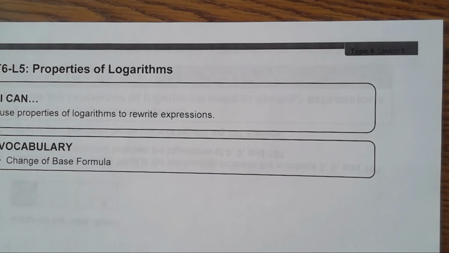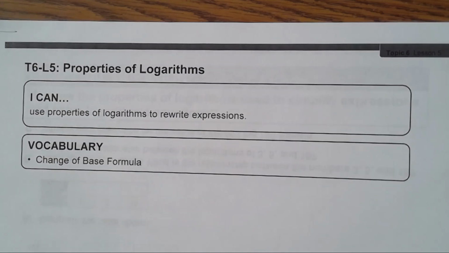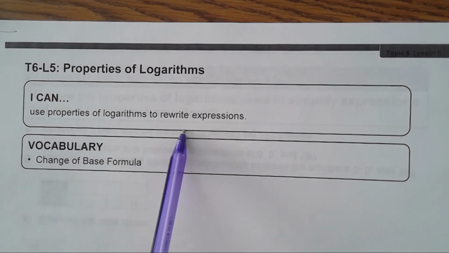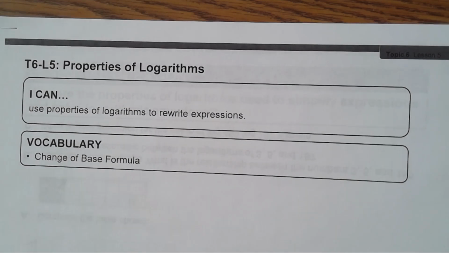Hello, this is Miss Williams, and we are in Accelerated Algebra 2, Topic 6, Lesson 5. Today we'll be talking about properties of logarithms and being able to use those properties to rewrite expressions. You'll need your vocab sheet out because we'll have one vocab, but it's more towards the end, in the change of base formula. Okay, so we're going to start with the warm-up today.